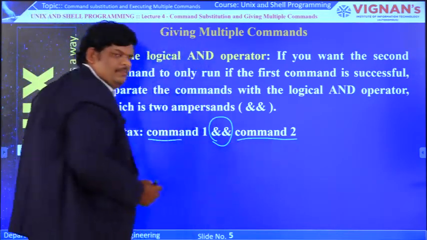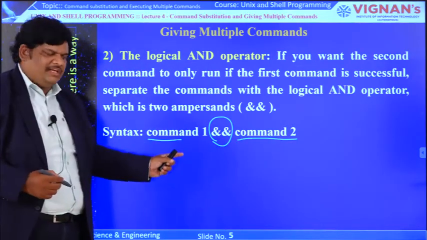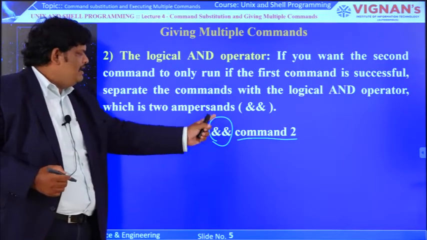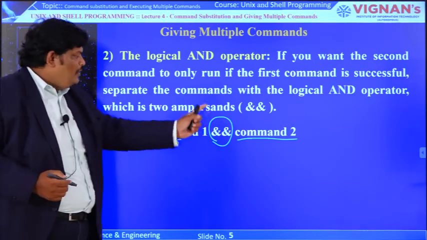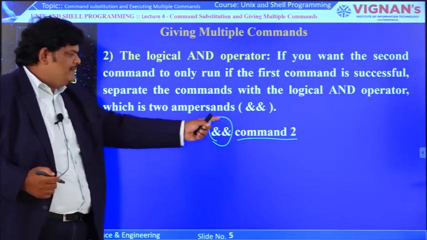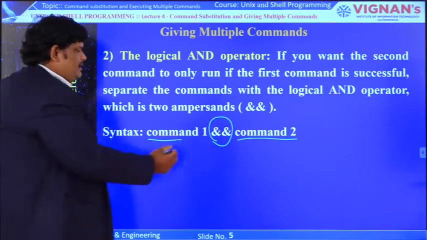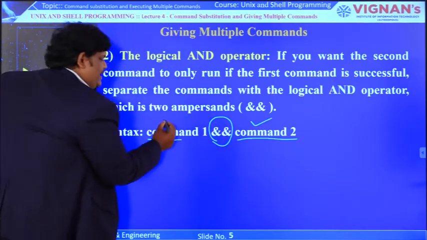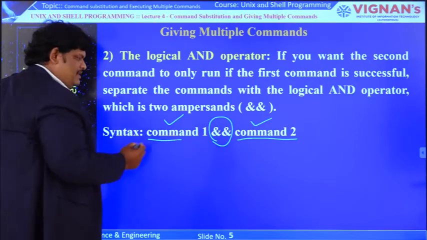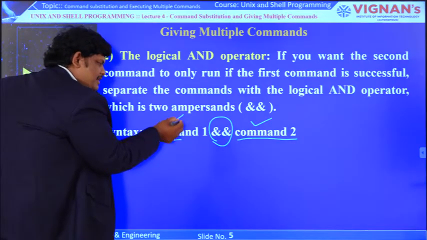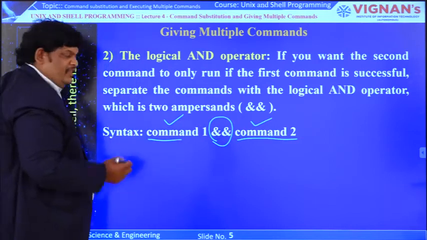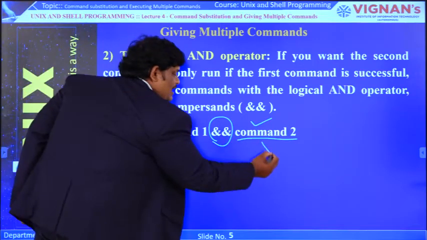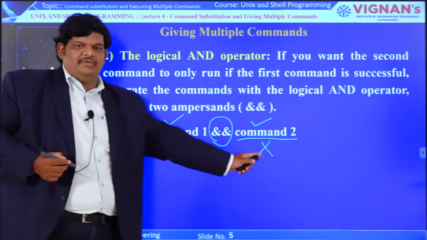This is command 2. So here we have written more than one command, that means we are giving multiple commands. But how does the logical AND operator with these two ampersands work, or how does it help to execute these multiple commands? Let us check. Here command 2 will be executed if command 1 is executed successfully. That means only if command 1 is executed successfully, then command 2 will be executed. If command 1 fails, then command 2 will also fail, or it will never be executed.